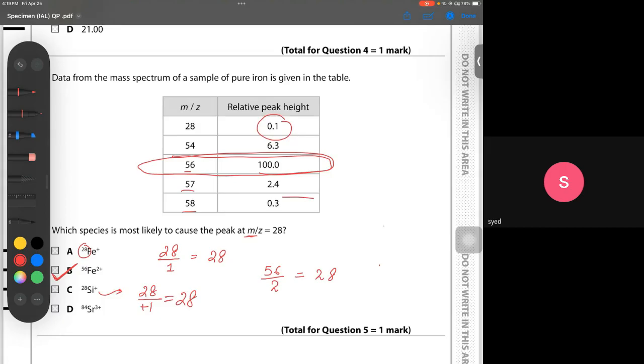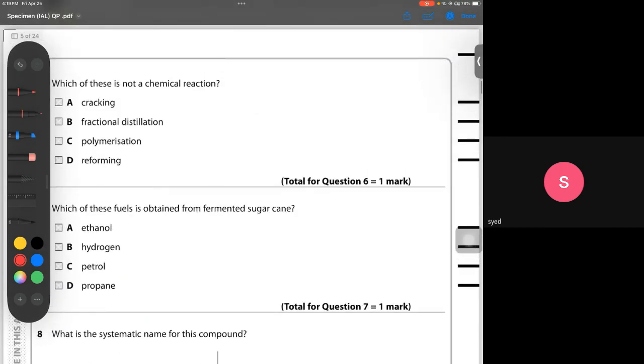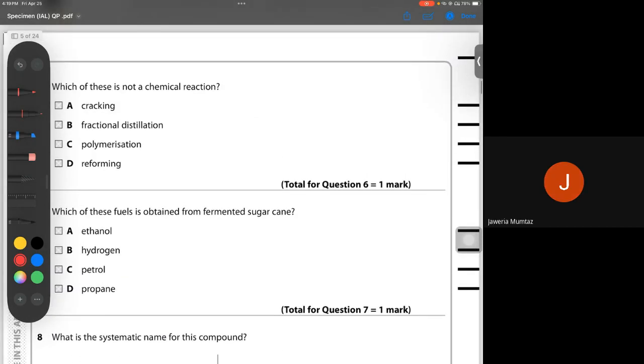Thank you. Okay. Now, which of these is not a chemical reaction? Cracking, fractional distillation, polymerization, and reforming. Can you tell me which of these is not a chemical reaction? Of course, cracking is a chemical reaction because in this we can see the new products. We can see the bonds are going to break down.